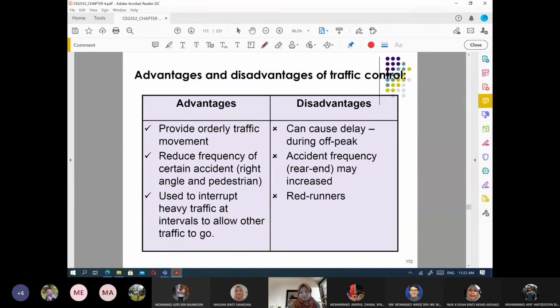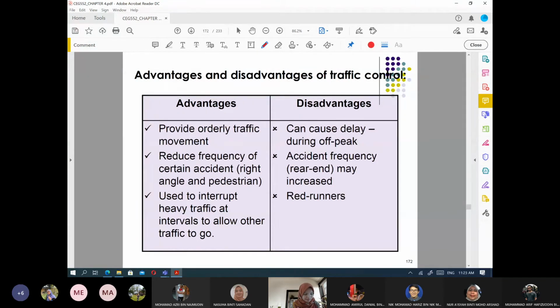Saya rasa you rather patah balik kot kan, ataupun you pergi belok kiri. Belok kiri carilah kat depan tu, di mana yang you boleh pusing kan. So those kind of thing would actually give interruption to the drivers lah.